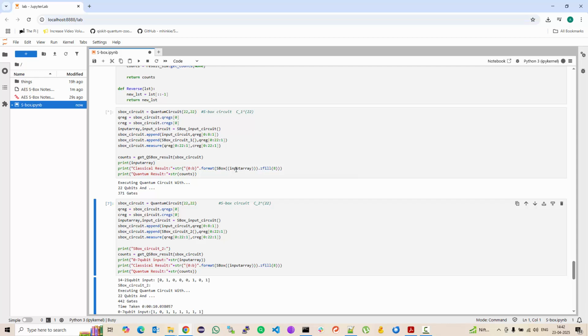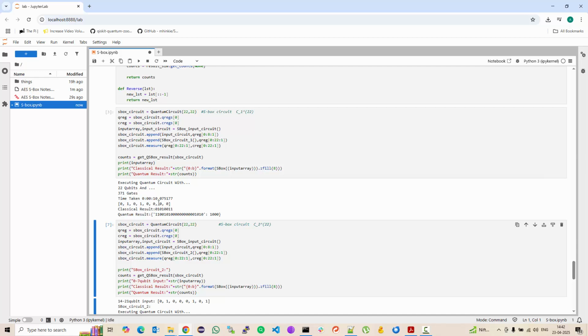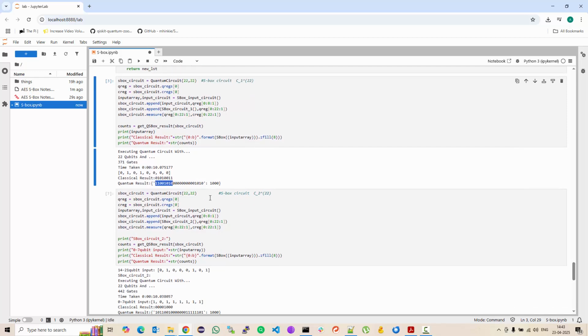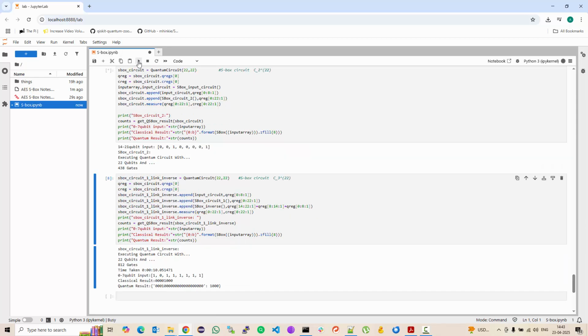So let's execute the first variant of the S-box implementation. The first S-box implementation is the most efficient. It uses 22 qubits and 371 gates. And as you can see, the classical result is 01010011. And if you see this in the reverse order, it is 01010011. And all thousand measurements have resulted in this sample. So this implementation is not only the most efficient, it is running on Automatsky's quantum computers, it is the most accurate and noteworthy.